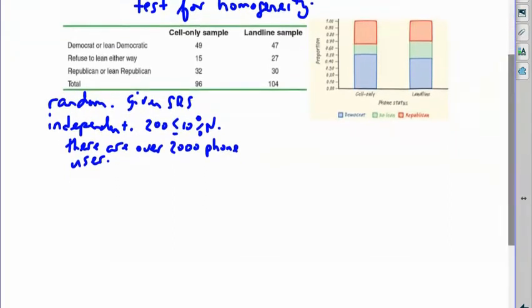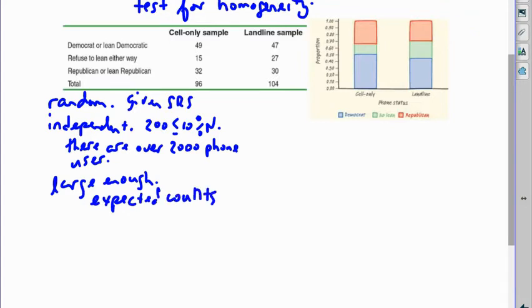And then we would want to check the large enough condition. And in order to check that, at some point, we need to write down our expected counts, because we need them all to be over 5. Remember, if they are not over 5, we need to combine some categories greater than 5.